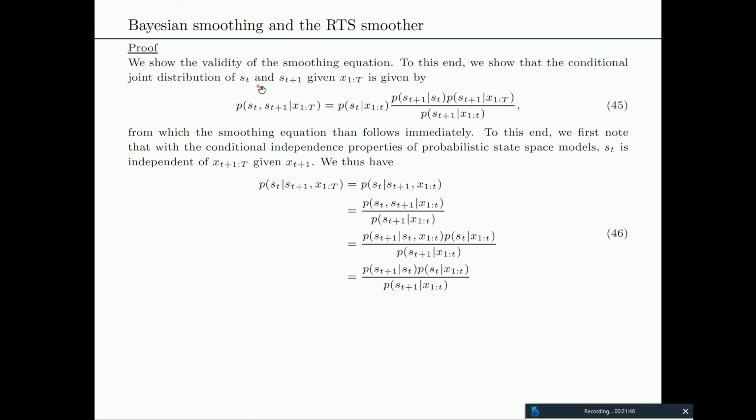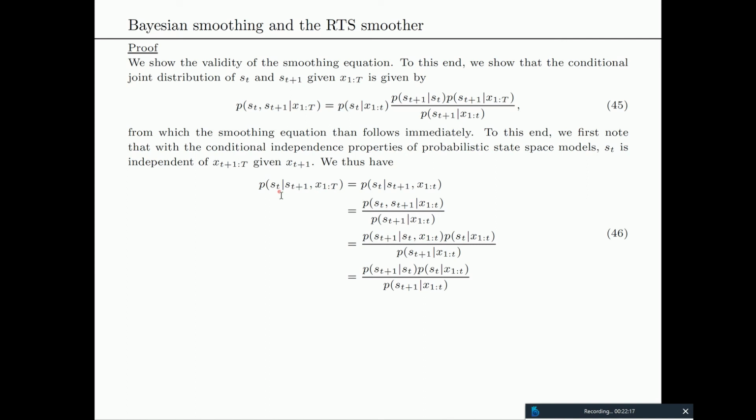The first thing is that the joint distribution takes this form. Now the question is, why does it take this form? Well, let's have a look. With the conditional independence property of the probabilistic state space model, s_t is independent of x_{t+1} to big T given s_{t+1}. This is something that one in principle should also prove, but I think it was mentioned in these conditional independence properties, and we start there.